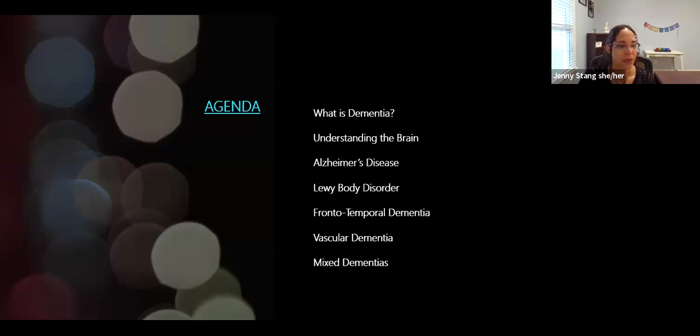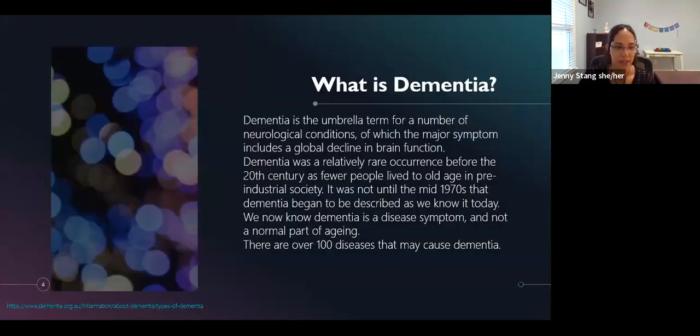Let's go ahead and start with our definition here. So what is dementia? Dementia is the umbrella term for a number of neurological conditions, of which the major symptom includes a global decline of brain function. Dementia was a relatively rare occurrence before the 20th century, as fewer people lived to old age in pre-industrial society. It was not until the mid-1970s that dementia began to be described as we know it today. We know dementia is a disease symptom and not a normal part of aging. There are over 100 diseases that may cause dementia.